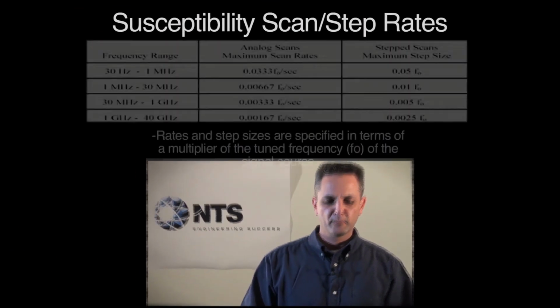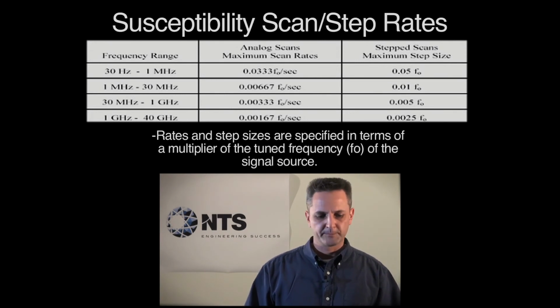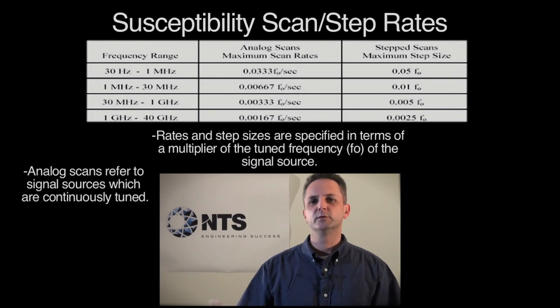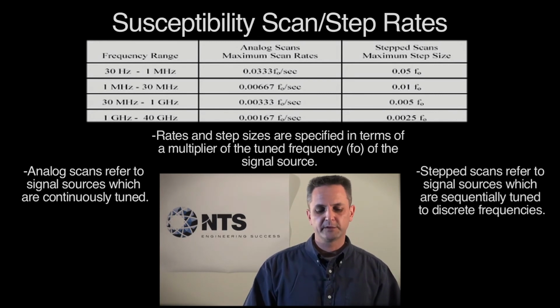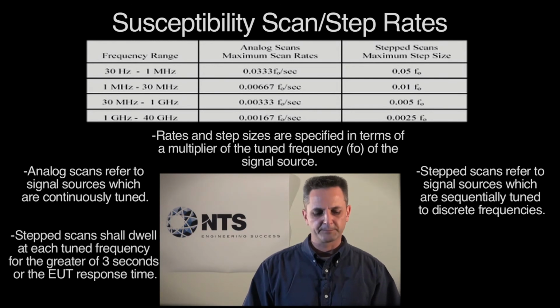Now talking about susceptibility testing, scan and step rates for 461F. What we have here is the rates and step sizes are specified in terms of a multiplier of the tune frequency, commonly referred to as F0, of the signal source. Now again, analog sweeps refer to signal sources which are continually tuned across the frequency range. Step scans refer to signal sources which are sequentially tuned across that frequency range.